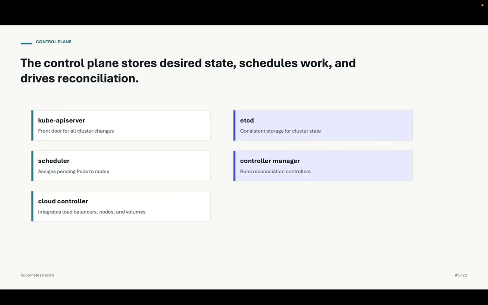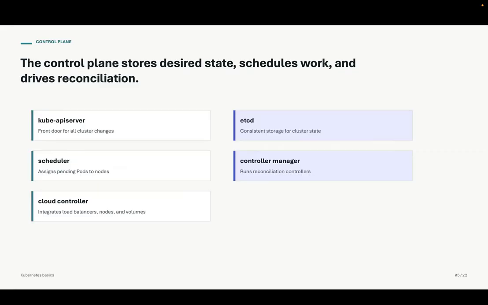The API server does the validation of the request. It also applies authentication and the required authorization, and it exposes a lot of watch streams so that controllers can react to changes.